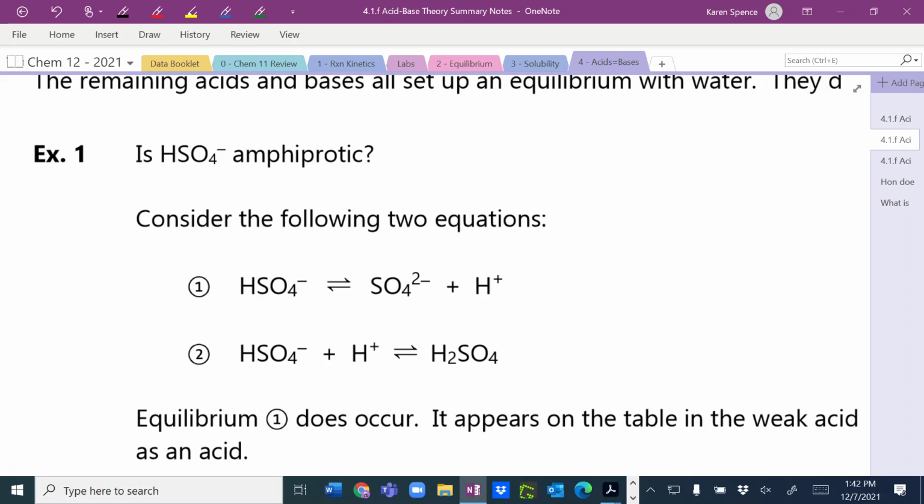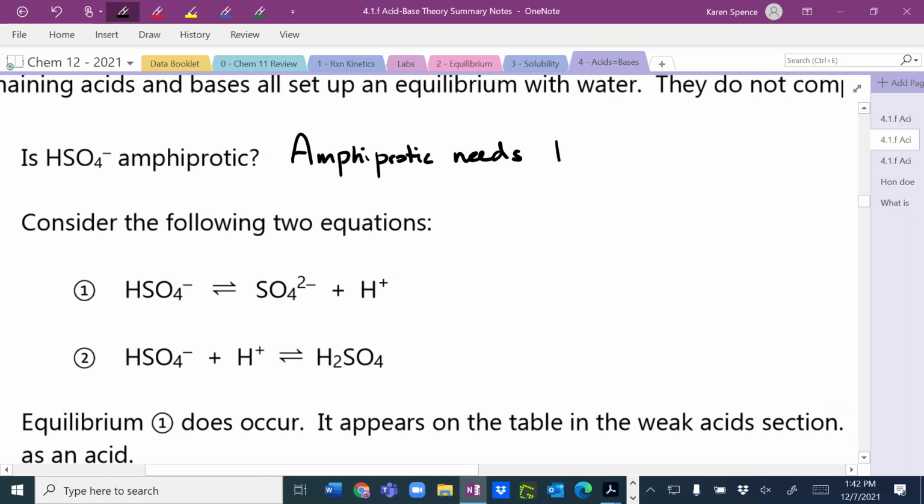Is HSO4 minus amphiprotic? This is on the page afterwards. The little text at the top is just what we've been talking about. What were the two things we said that a substance needs to be amphiprotic? It needs to have a hydrogen and it needs to have a negative charge. So by that definition, HSO4 minus is looking promising. It has an H, it has a negative.